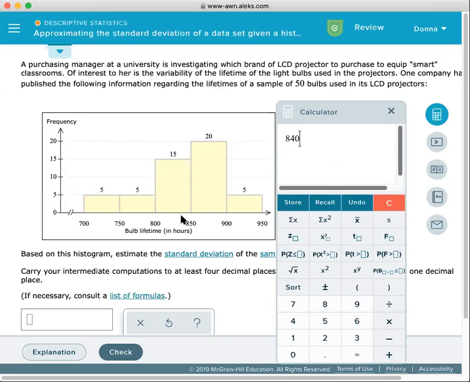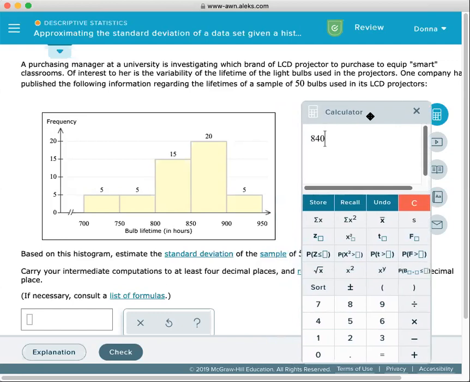If I got a mean of 1,000, that would be suspect. It's not even on the axes. So 840 looks about right. Now to find the standard deviation, this is the cool part.